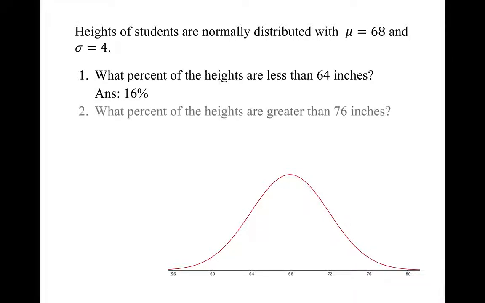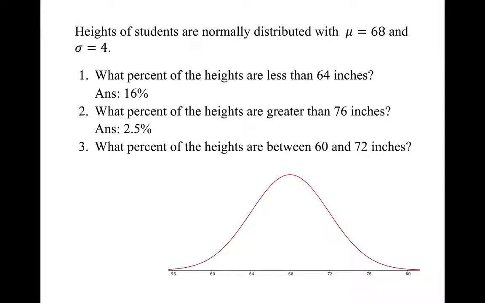All right, then what about greater than 76? So 76 corresponds to 2 standard deviations above the mean. The empirical rule says that between 60 and 76 is going to be 95%, which means there's 5% left over, and half of that 5% is going to be in this upper tail, so that probability is about 2.5%.